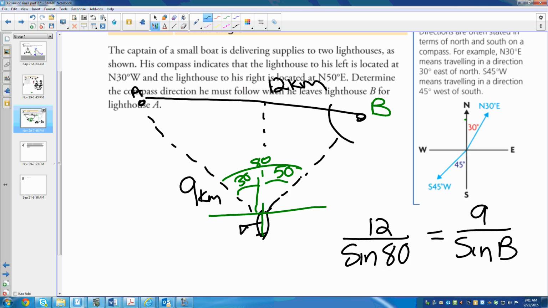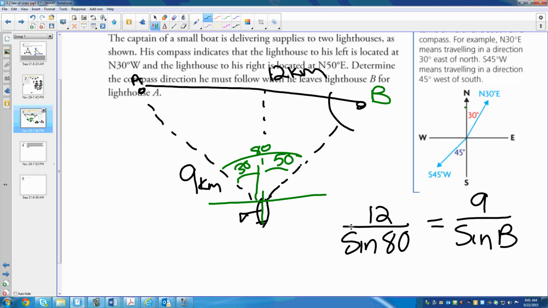Is this how you guys set it up here? 12 over the sine of 80 is equal to 9 over the sine of B. So you cross multiplied, you got 9 times the sine of 80 is equal to 12 times the sine of B. You divided by 12, and then you took the inverse sine. I'm not going to show you all the steps, but you can do that, right? We've done this over and over again. What did we get? 47 point. Okay, so we get angle B to be 47.6 degrees, or roughly around 48.